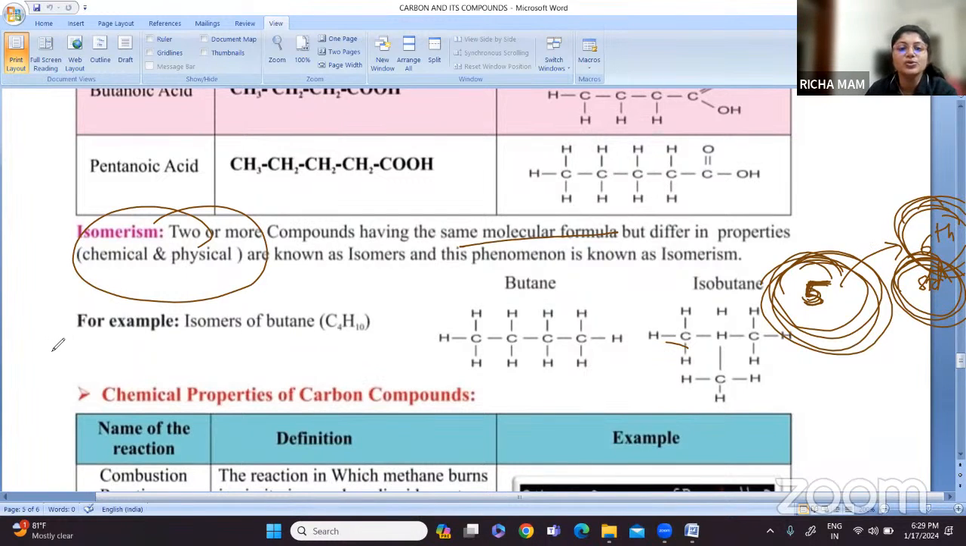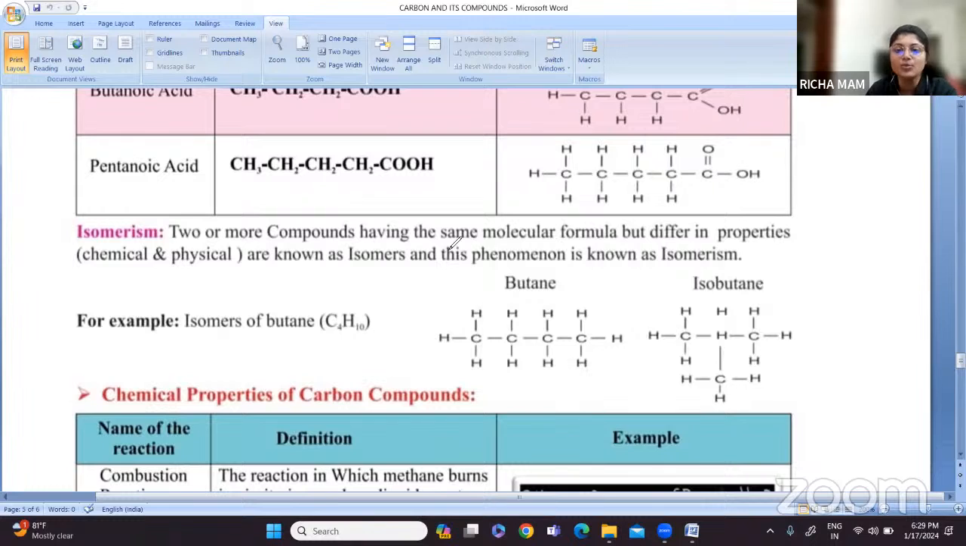In the same way, when you have two or more compounds with the same molecular formula, they differ in their properties, that is, their physical and chemical properties. They are called isomers, and this phenomenon is called isomerism.